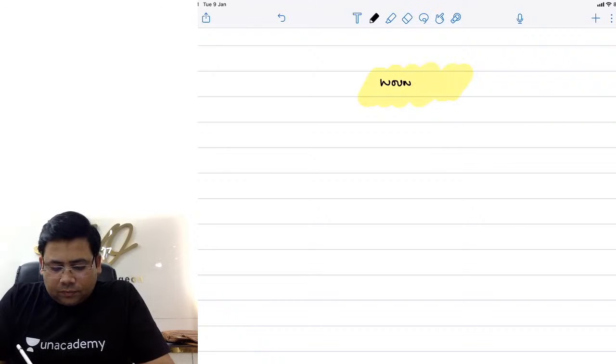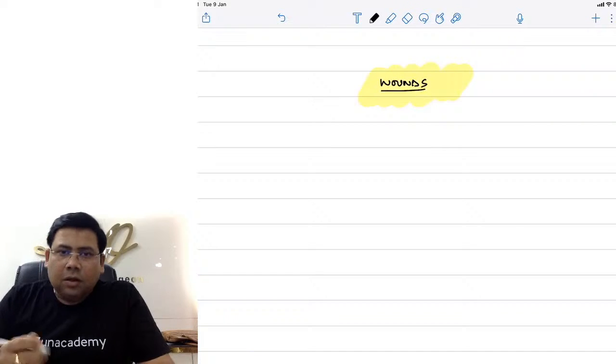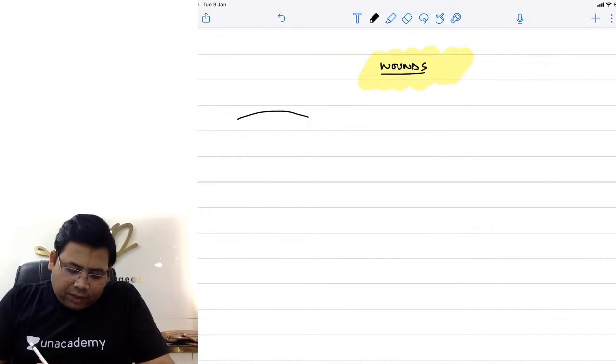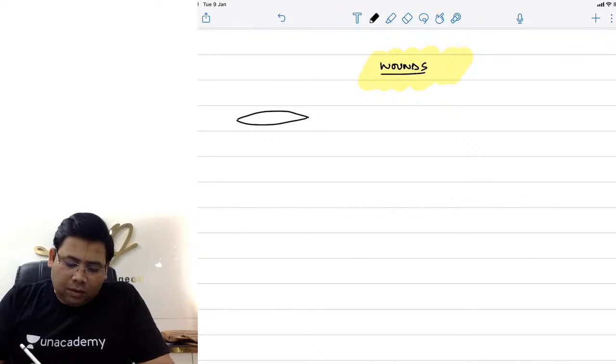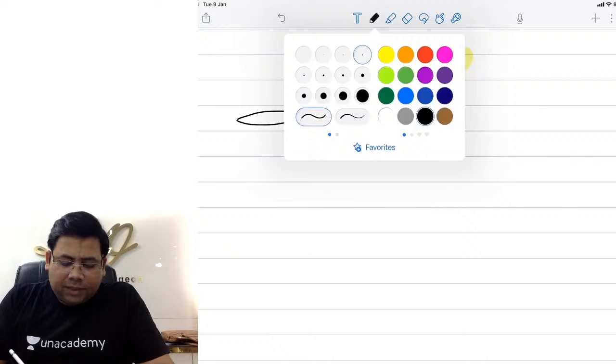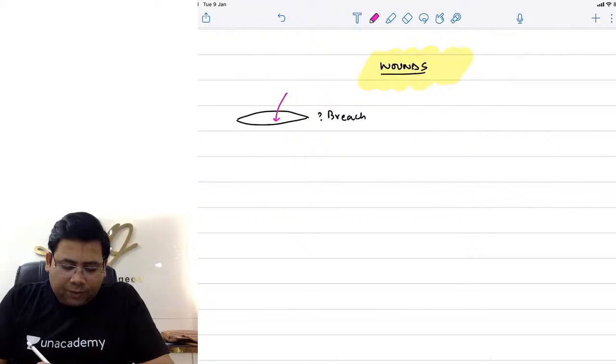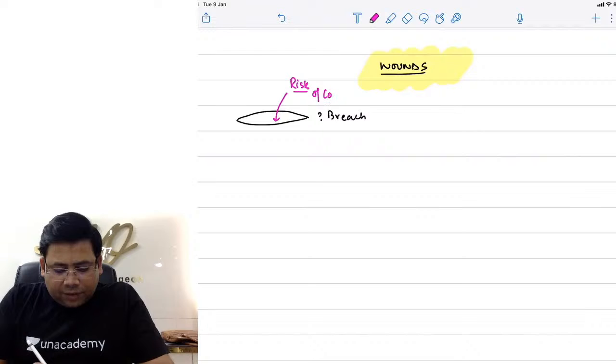Now when we talk about the concept of wounds, you have to understand, whenever you create a wound, now there is a breach. And whenever there is a breach, there is a risk of what? Contamination. There is a simultaneous risk of contamination.